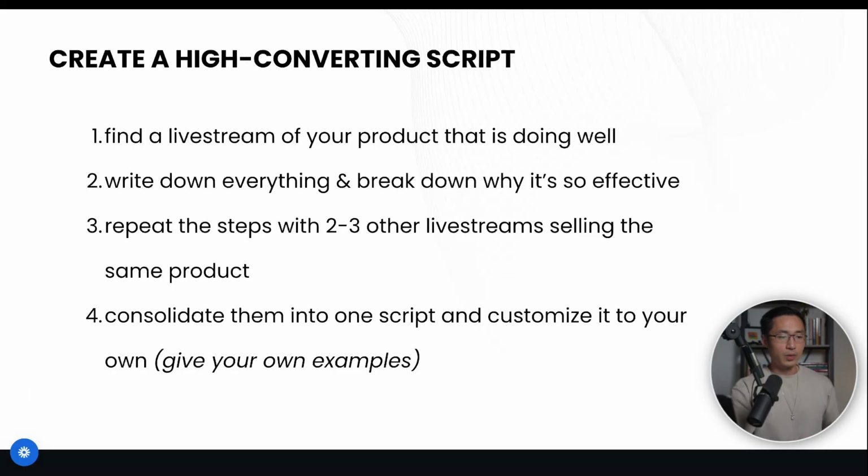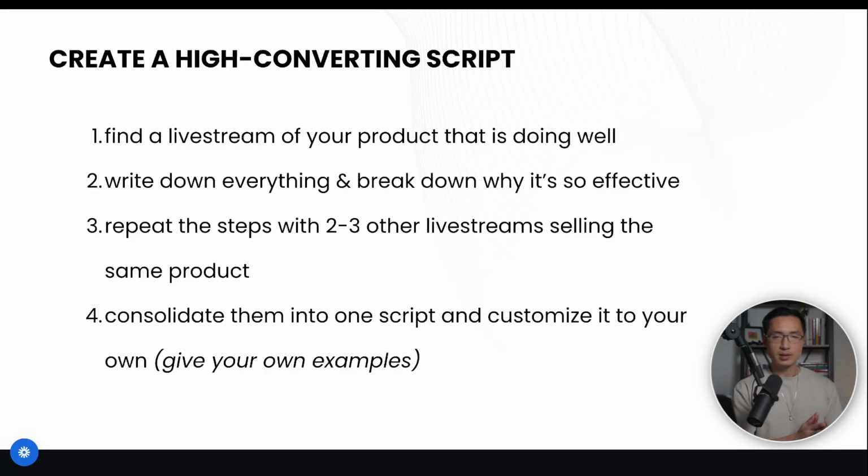Now that you know the winning script structure, let's talk about how to actually create a high converting script. You want to go to a live stream of a product that is doing well. When you're scrolling through the live stream, you're able to see the number of people in the live stream and how many people are actually buying the product. You want to write down everything the person is saying and break down why it's so effective. Then repeat the steps with 2 or 3 other live streams that are selling the same product, consolidate them into one main script, and then customize it to your own.